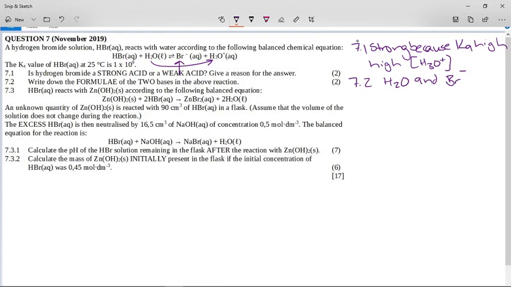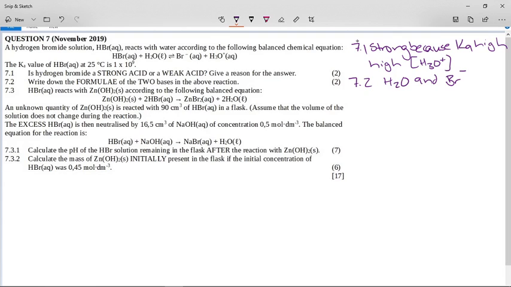So now let's have a look here. It says hydrogen bromide reacts with zinc hydroxide according to the following balanced equation. An unknown quantity of zinc hydroxide is reacted with 90 cubic centimeters of hydrogen bromide in a flask. Assume that the volume of the solution does not change during the reaction. The excess hydrogen bromide is then neutralized by 16.5 cubic centimeters of sodium hydroxide of concentration 0.5 moles per cubic decimeter. The balanced equation for the reaction is given. Calculate the pH of the hydrogen bromide solution remaining in the flask after the reaction with zinc hydroxide.